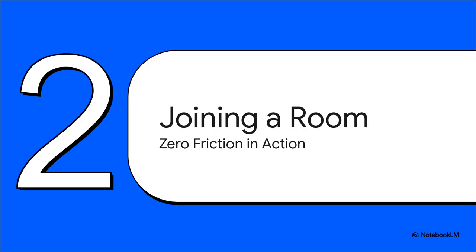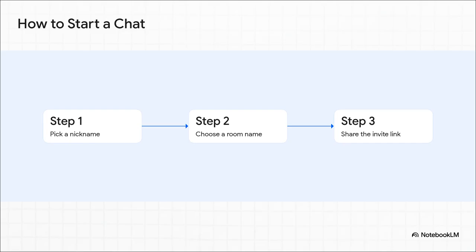Okay, so that's the theory. Let's see how this actually works in practice. The whole goal here is what they call zero friction, getting you from nothing to a secure chat as quickly as possible. I mean, it really is this simple. You just pick whatever nickname you want. Then you make up a room name. Or you can even let the app generate a secure, random one for you. Then you just copy the invite link and send it to whoever you want to talk to. That's it. You're in. Seriously.